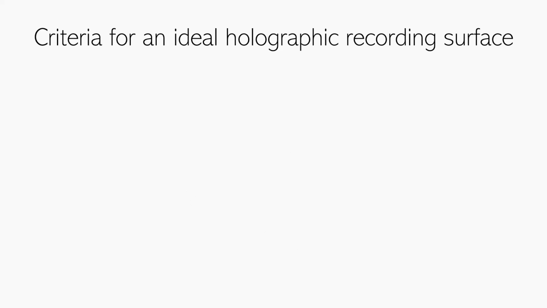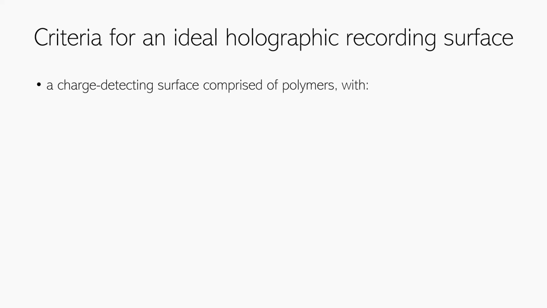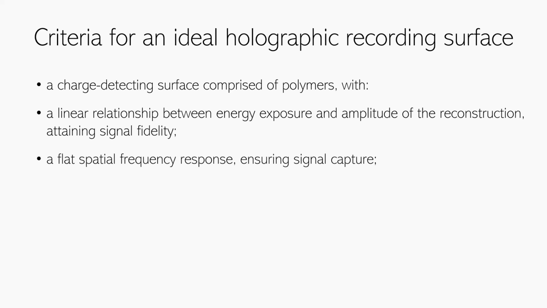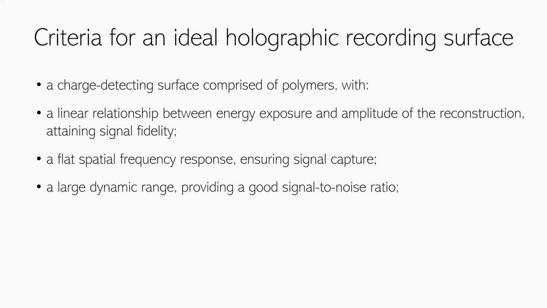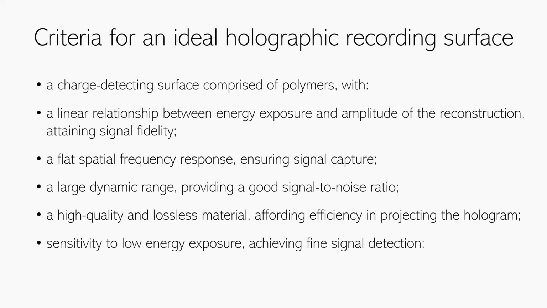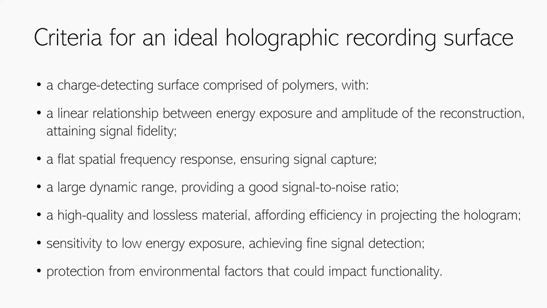So we know we have complex waves, and we'll model these in a moment. But first, let's just check whether the neuronal membrane meets the requirements for a holographic recording surface. These criteria include a charge detecting surface comprised of organic or synthetic polymers with a linear relationship between energy exposure and the amplitude of the reconstructed wave, which attains signal fidelity. We need a flat spatial frequency response to ensure signal capture, a large dynamic range, providing a good signal-to-noise ratio, a high-quality and lossless material, affording efficiency in projecting the hologram, and a sensitivity to low energy exposure to achieve fine signal detection, as well as protection from environmental factors that could impact functionality.